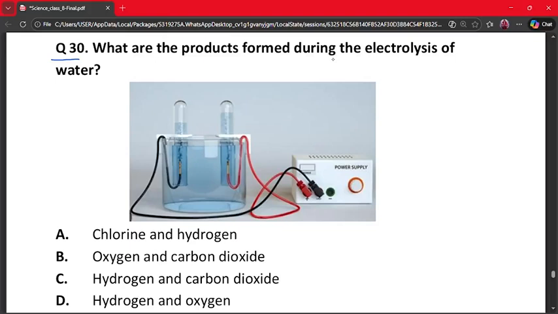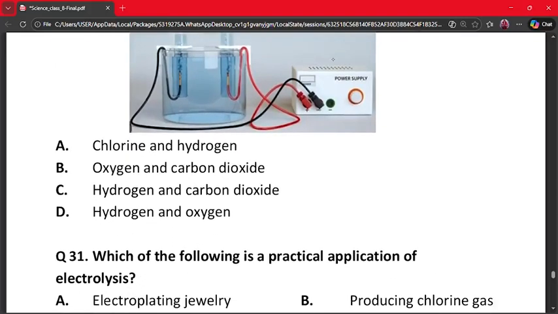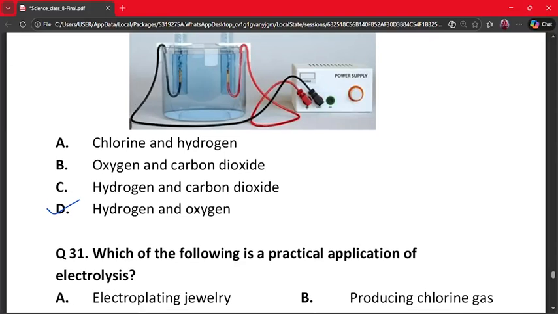What are the products formed during the electrolysis of water? A. Chlorine and hydrogen. B. Oxygen and carbon dioxide. C. Hydrogen and carbon dioxide. And D. Hydrogen and oxygen. The correct answer is option D. So electrolysis of water produces hydrogen and oxygen gases. Hence option D is the correct option.